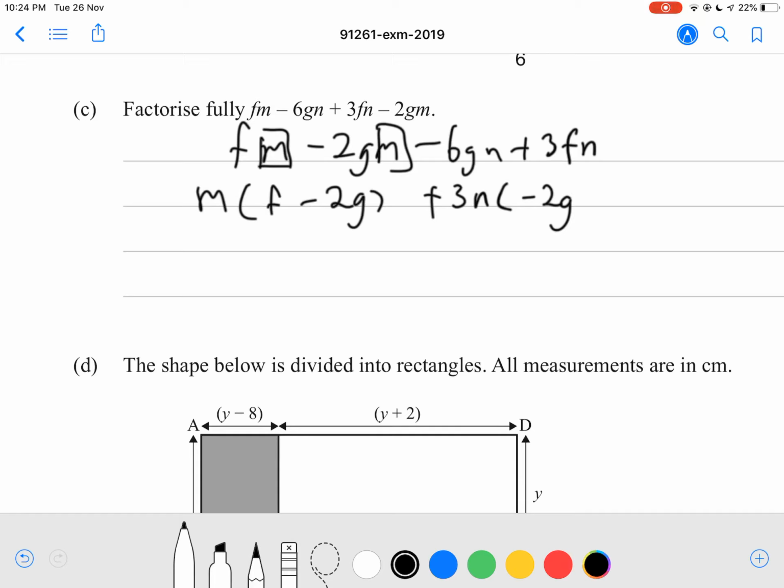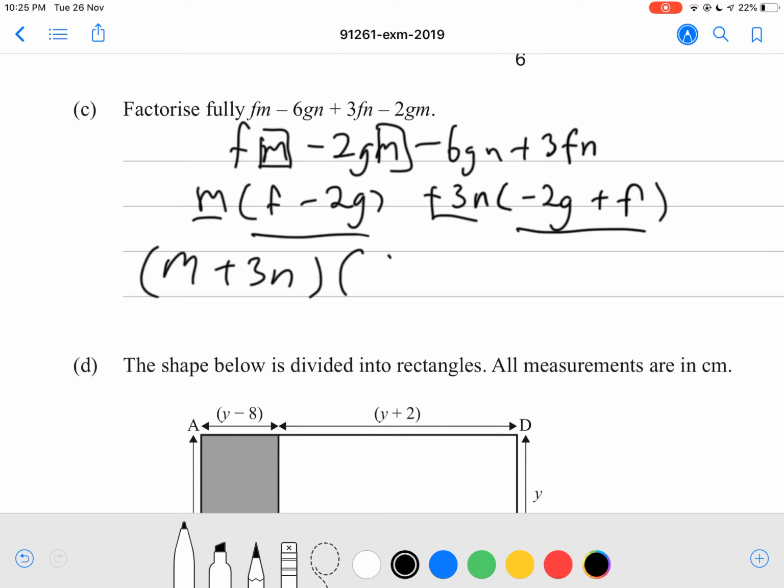And then we're going to add that onto 3n, so f. So right now these two are the same, so therefore we can rewrite our equation as so: this and this come together, and this stays the same. So m and 3n come together, and f minus 2g stays where it is. So m plus 3n times f minus 2g. And that should be our final simplified form here, and that should get you a comfortable achieved grade.